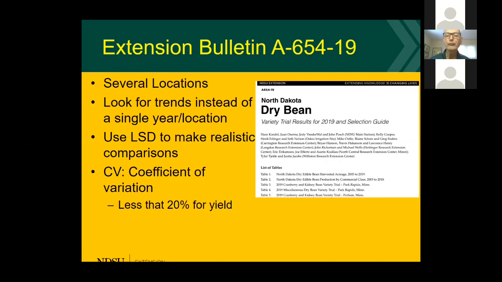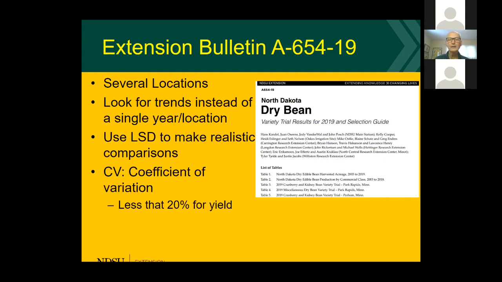On the left, you see the layout of the dry bean selection guide. In that guide, we have several locations, and it is always advisable to look at the trends of the varieties, how they perform over various locations and not just at one location by itself. We use a term called LSD, the least significant difference. That is a statistical term on the bottom of the page, which indicates that if there is a true difference between two varieties, the difference needs to be more than the LSD value.